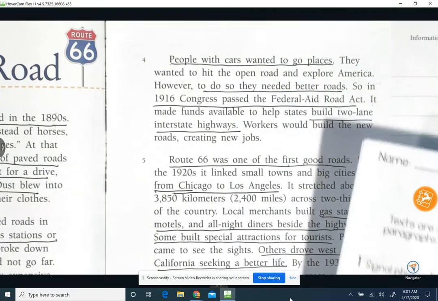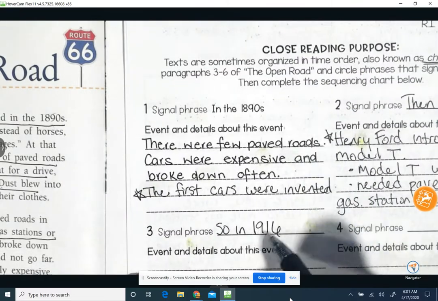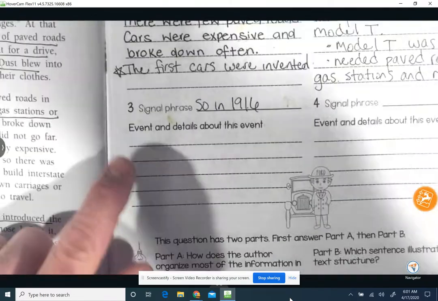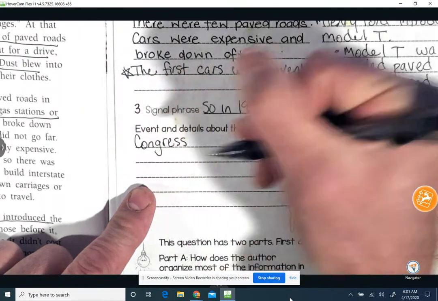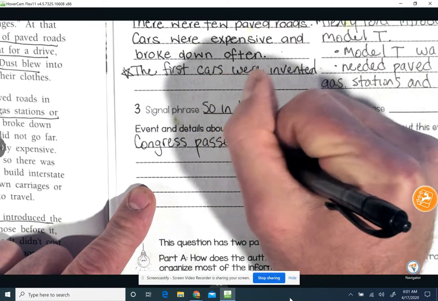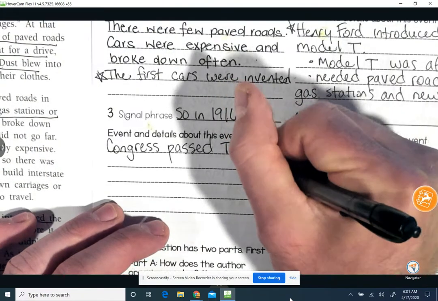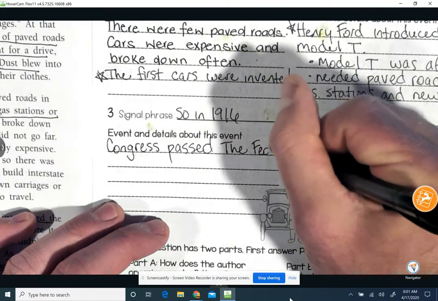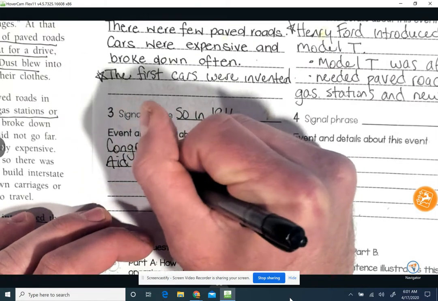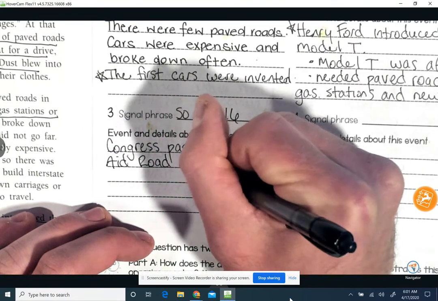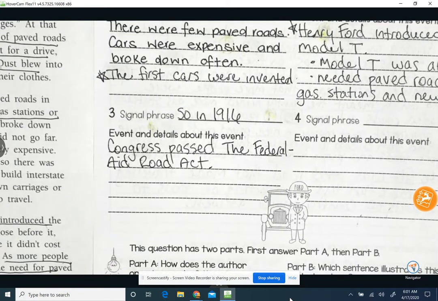So, the event that happened in 1916 was Congress passed the Federal Aid Road Act. That's a fancy way of saying Congress said, okay, we'll give you money to build your roads, states.